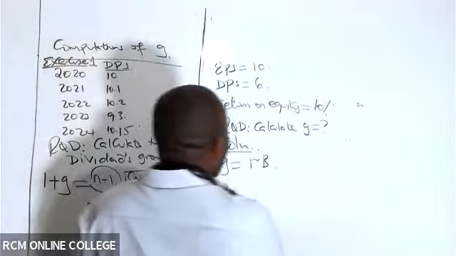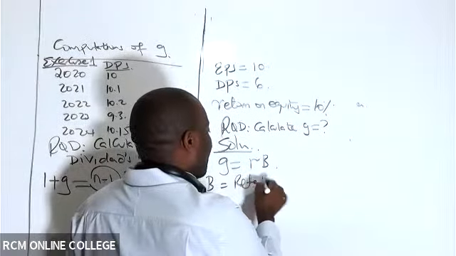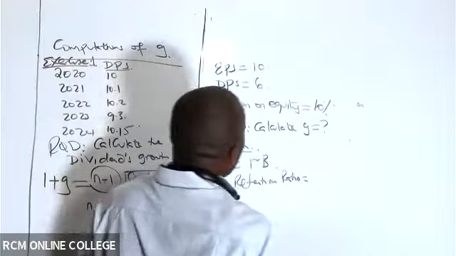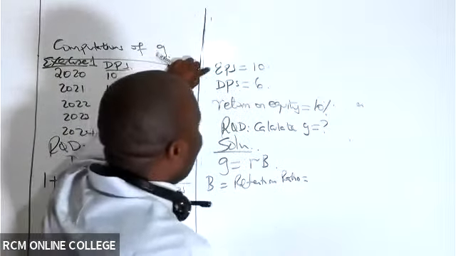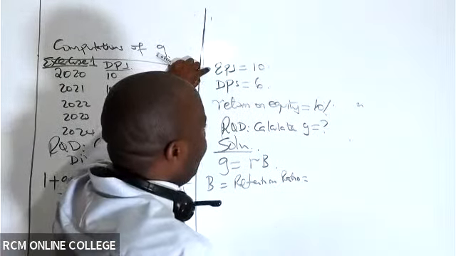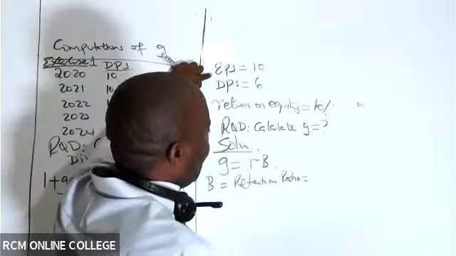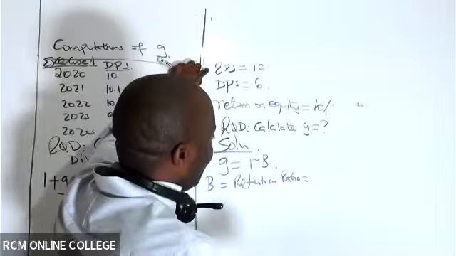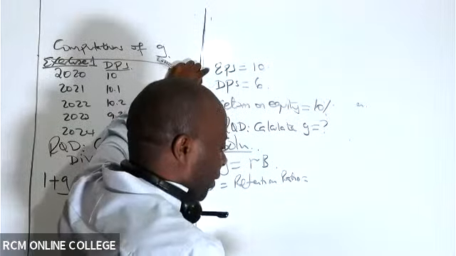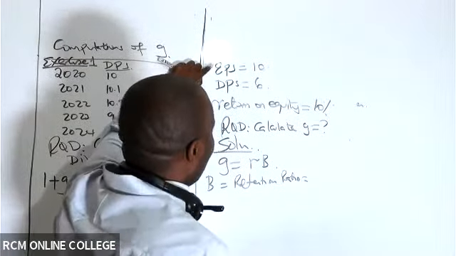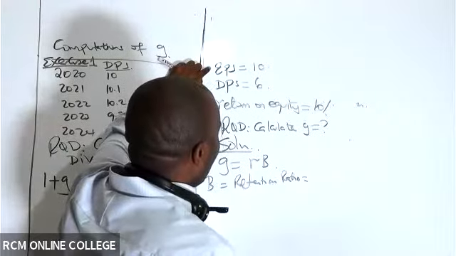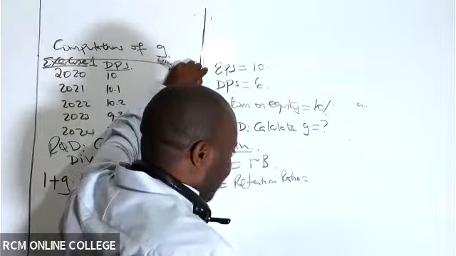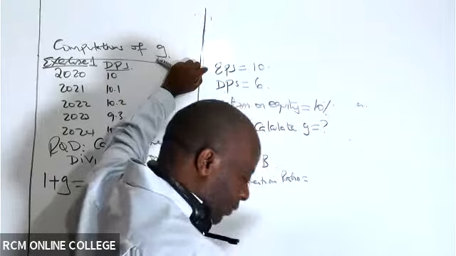This B is the retention ratio. How do I get my retention ratio? We earned 10 and I paid 6. Retention is the same as savings. What we retain is what we save. The company was earning 10 bob per share and paid out 6, so the savings is 4.